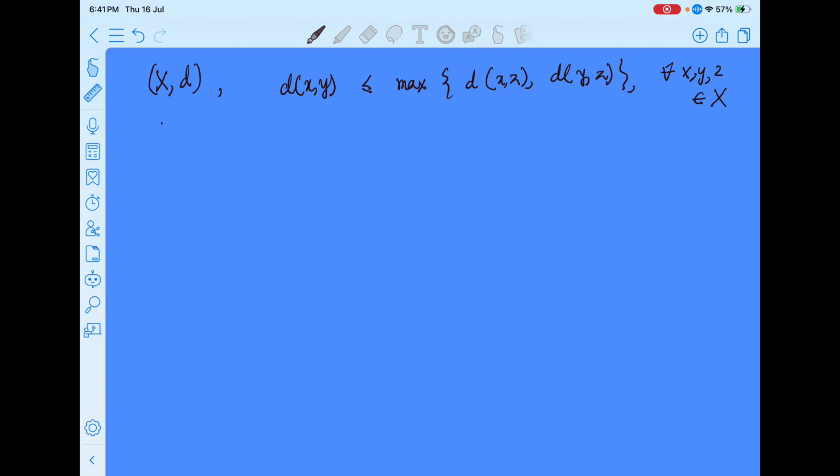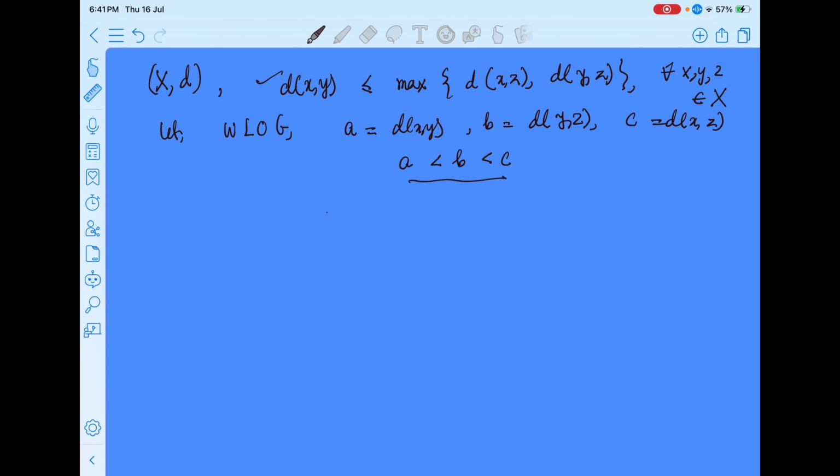So without loss of generality, let us define a equal to d of x comma y, b equal to d of y comma z, and c equal to d of x comma z. Okay, so let us assume a is strictly less than b, strictly less than c. No two of them are equal. We can assume that without loss of generality, right? So now by this we have a is less than or equal to the maximum of, this is c.